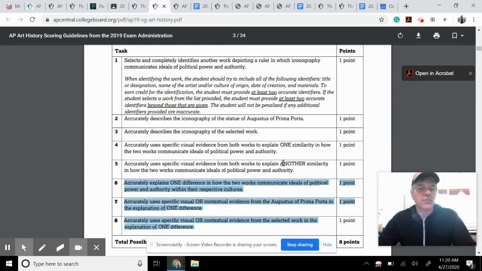So when you're looking at your FRQs in the future, just know you're probably going to have 8 points, okay, that you have to hit on, and make sure you hit them all. It's almost like short answer questions in a way. If you think about it, just make sure you weave it all together, okay?